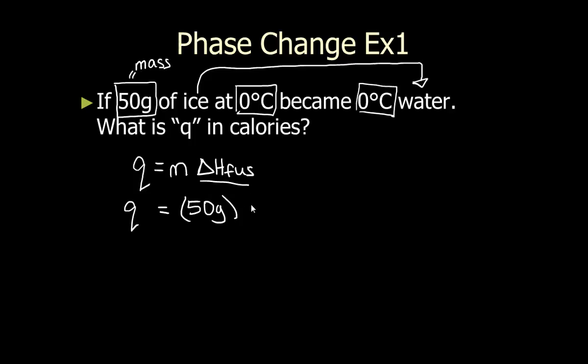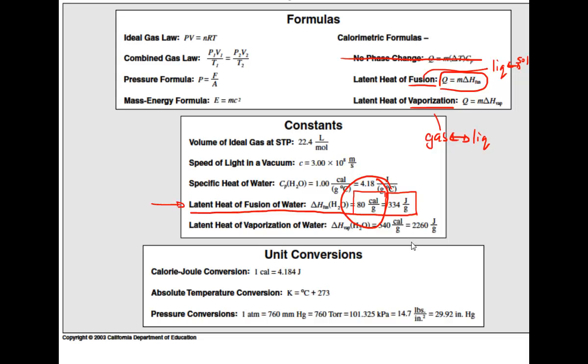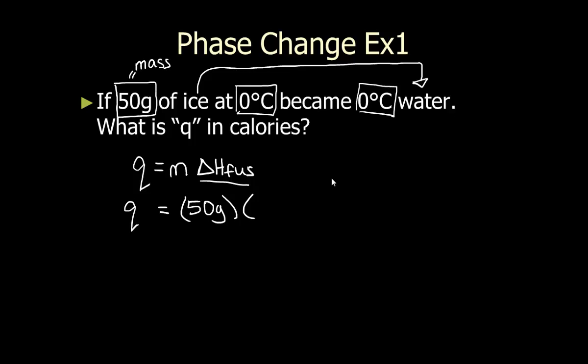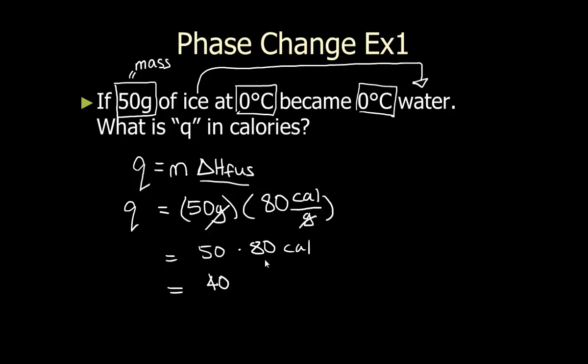What is delta H fusion? This is the number that's given on the back of the periodic table. We can see that it is 80 calories per gram. So go ahead and pop this in here, 80 calories per gram. Now we can solve. Grams cancels and we get 50 times 80 calories. 5 times 8 is 40. We'll carry the two zeros across and we get 4,000 calories.